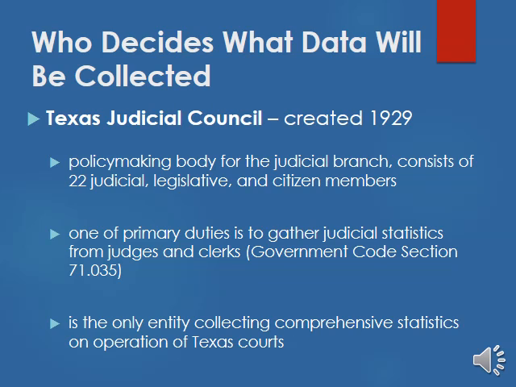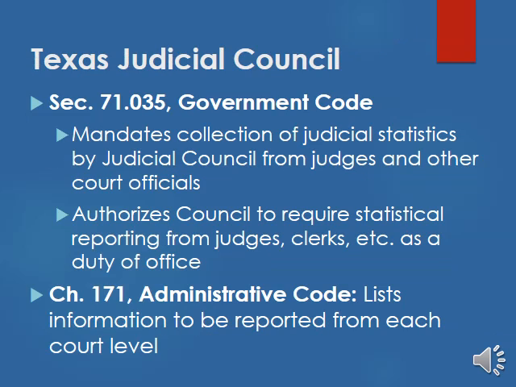The council determines what data will be collected on the monthly report, and OCA collects the statistics on behalf of the council. The statute that created the Judicial Council requires that the council collect statistics from judges and other court officials, and it authorizes the council to require statistical reporting from judges, clerks, and other court officials as a duty of office. The Judicial Council's reporting requirements are detailed in Chapter 171 of the Texas Administrative Code.